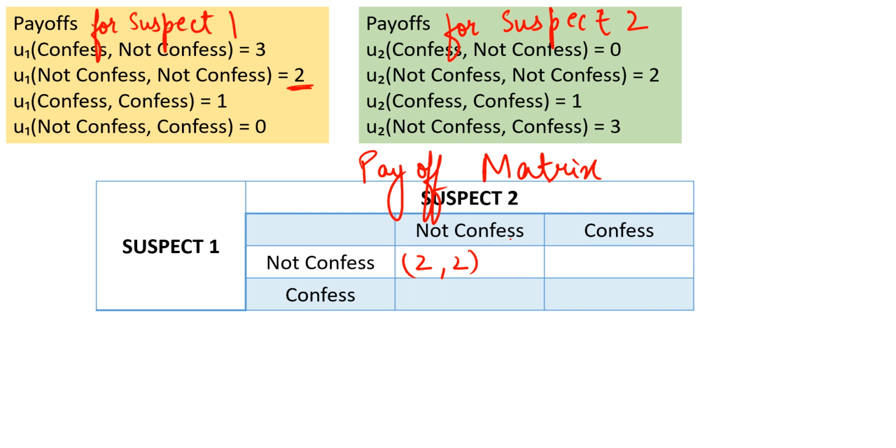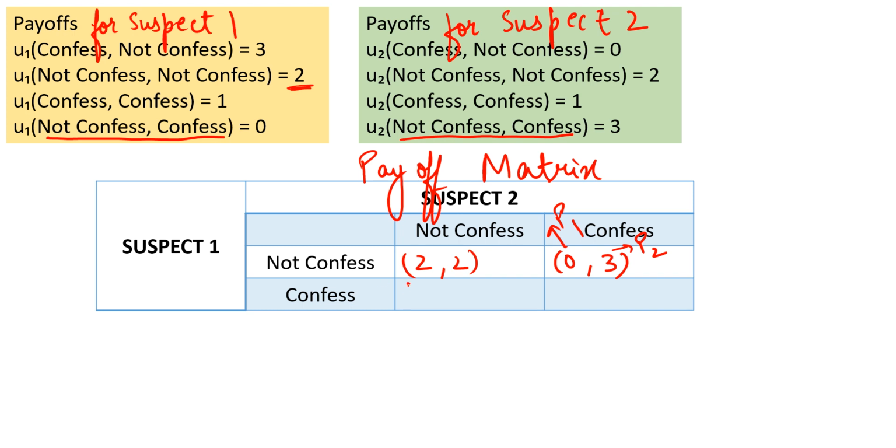Next is a situation where suspect 1 does not confess but suspect 2 confesses. Not confess, confess. In this case, suspect 1 is getting a utility of 0. And suspect 2 will confess, but suspect 1 will not confess, so in this situation suspect 2 will get a utility of 3. Obviously, this is for player 2 and this is for player 1. We already know this.